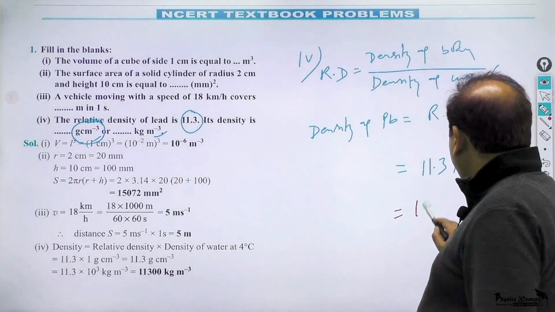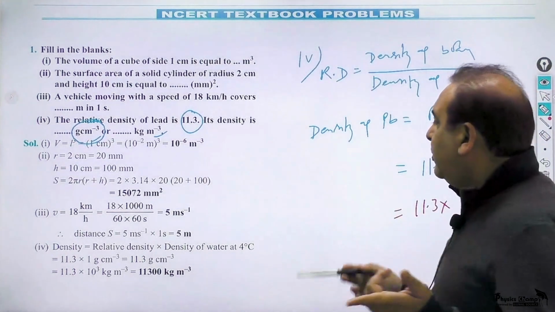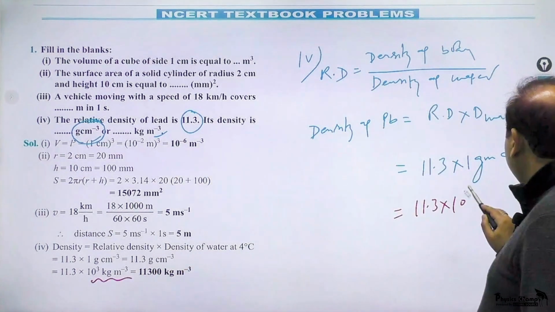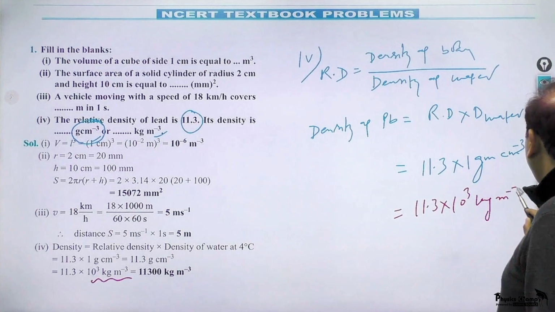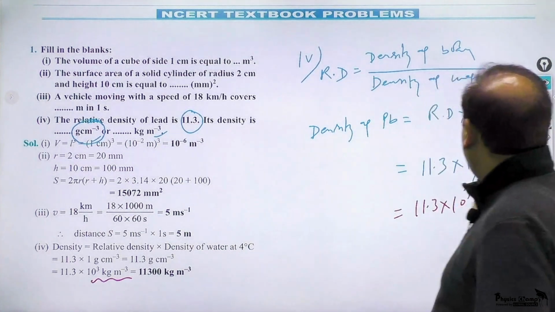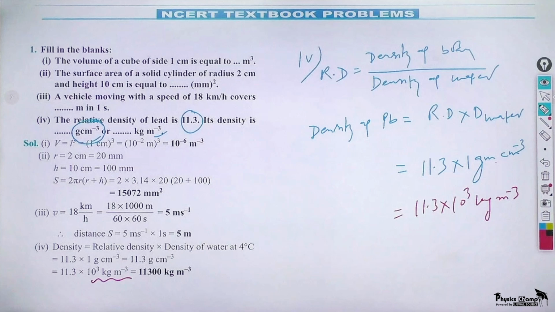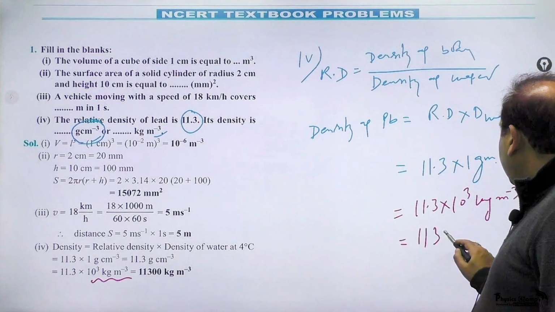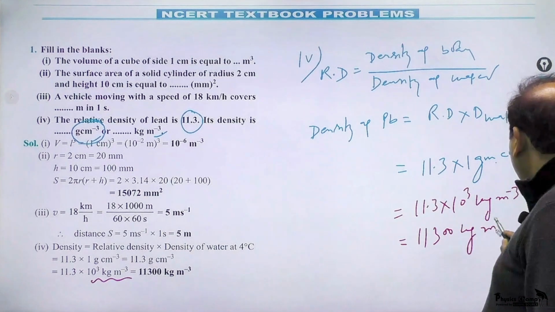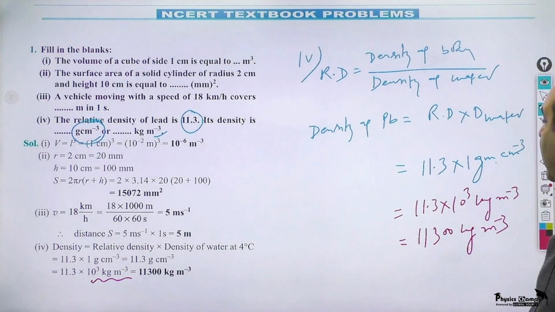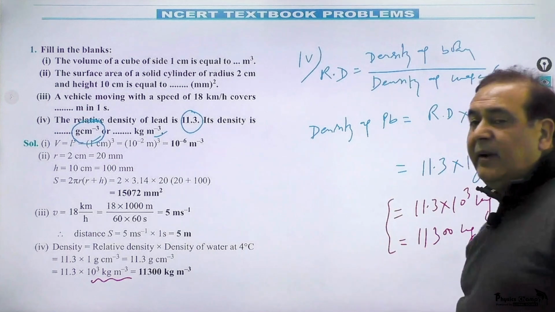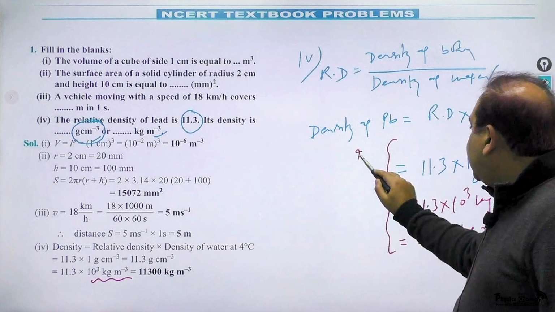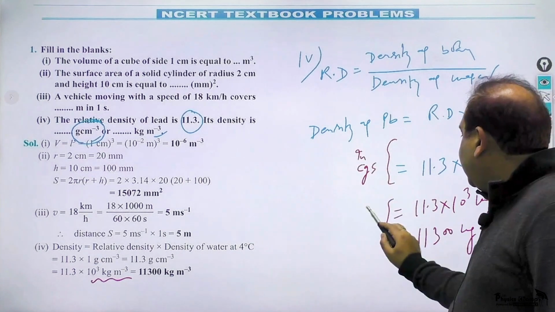And in kilogram per meter cube, the density of water is 10 to the power 3 kilogram per meter cube. So density of lead in gram per centimeter cube is 11.3 and in kilogram per meter cube will be 11,300 kilogram per meter cube. This will give you the density of lead in kilogram per meter cube in MKS, and this is in CGS. This is in MKS.